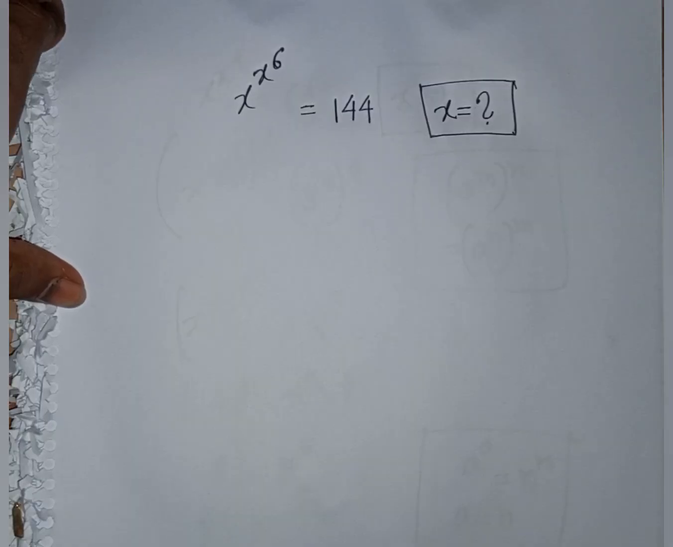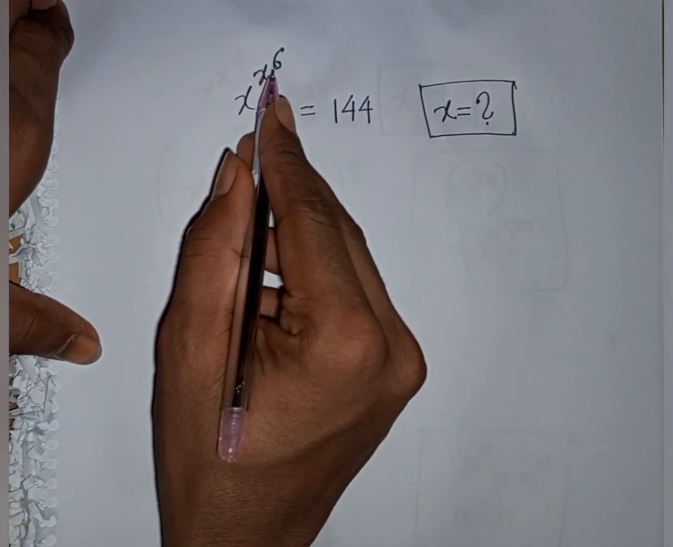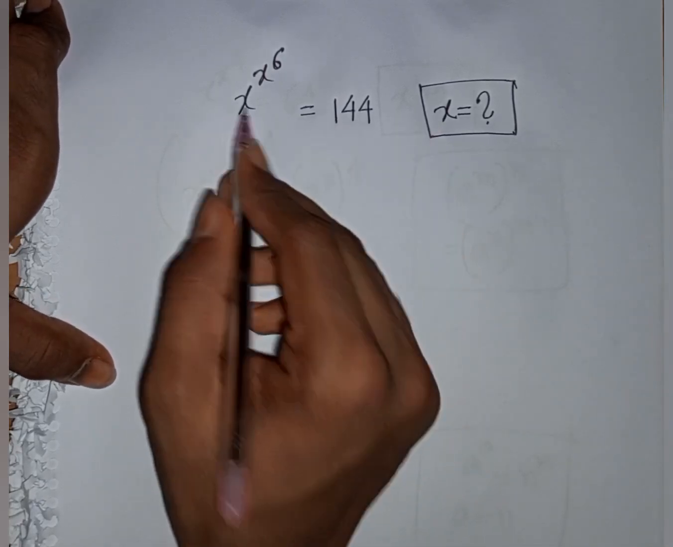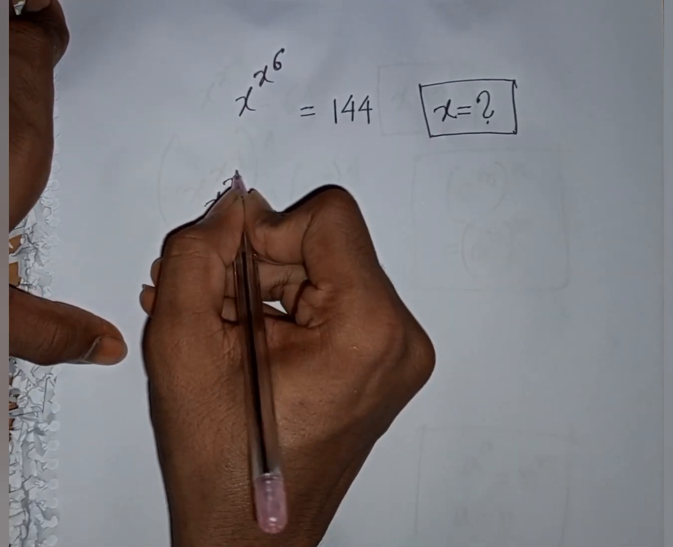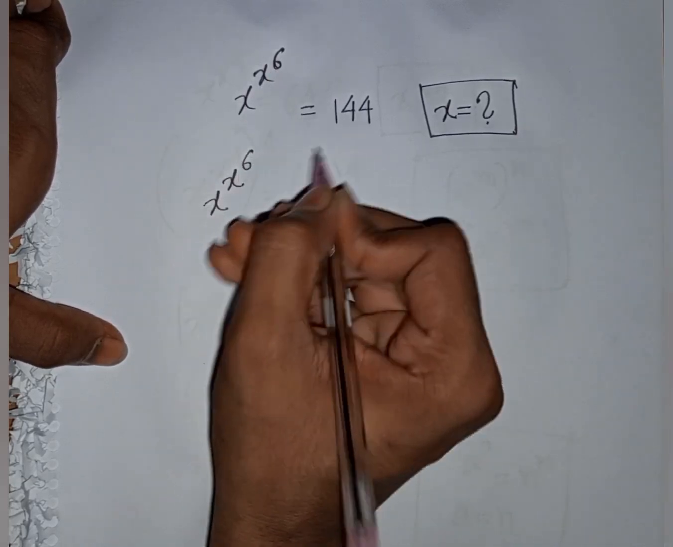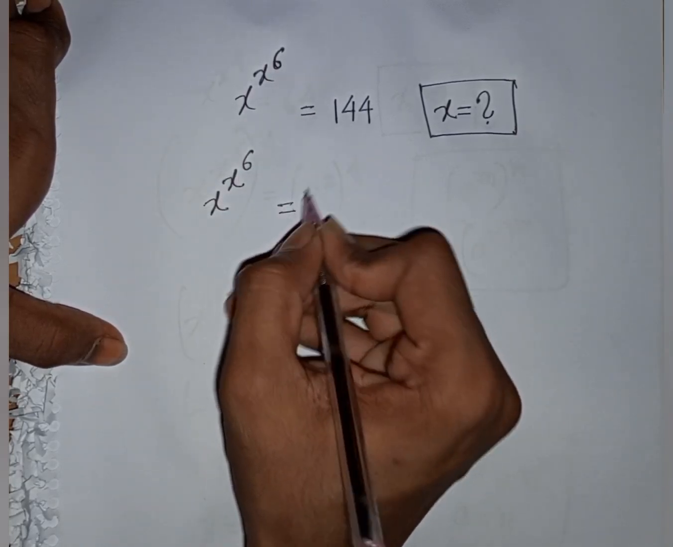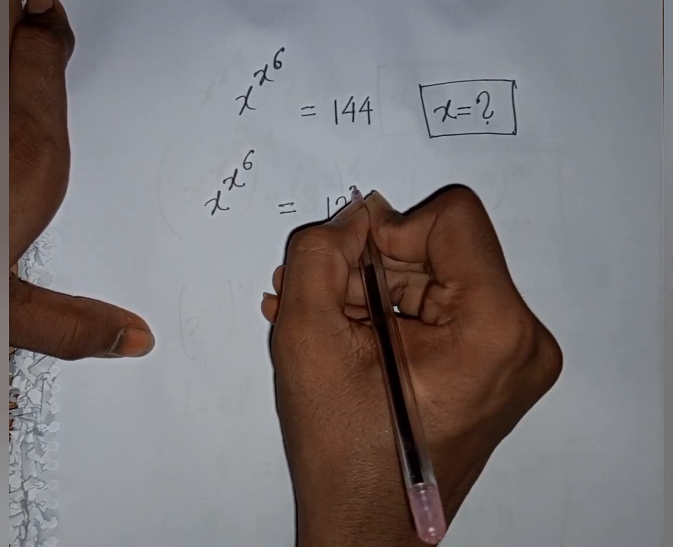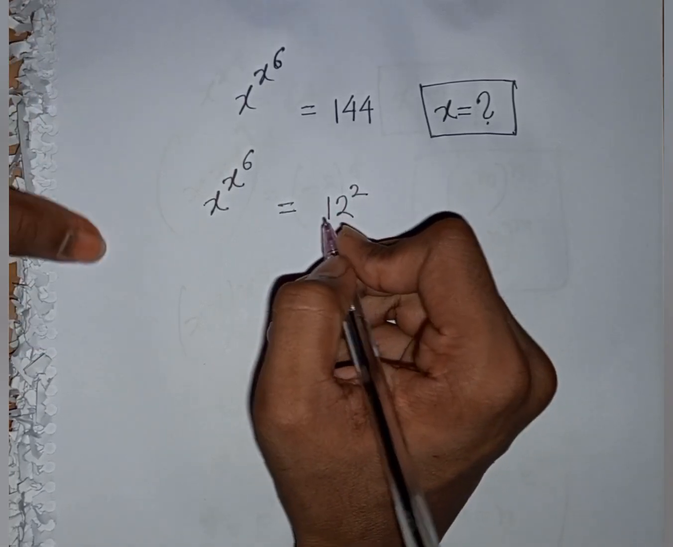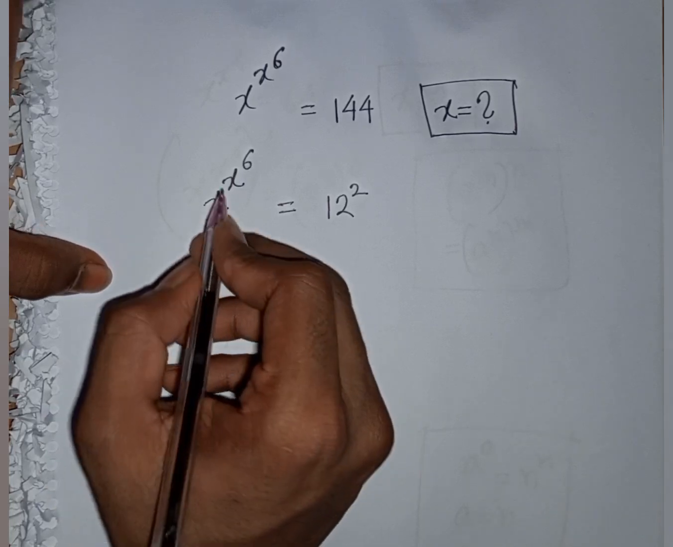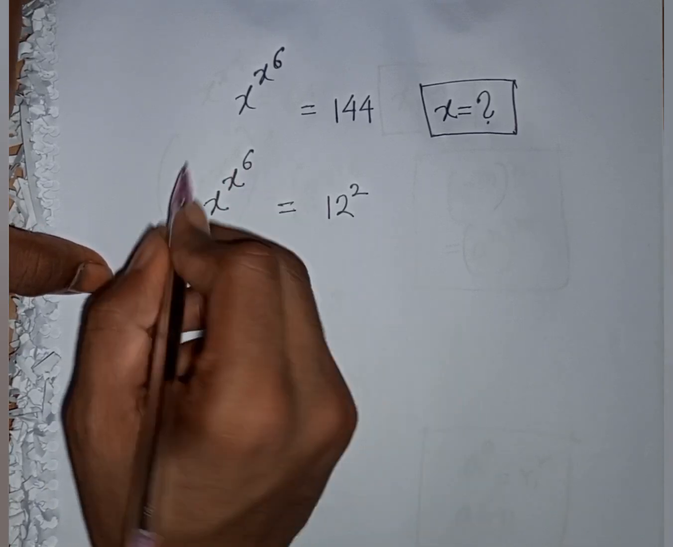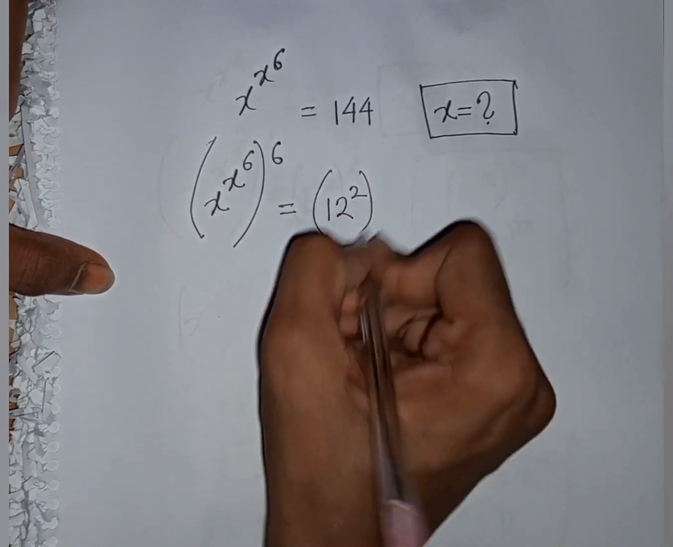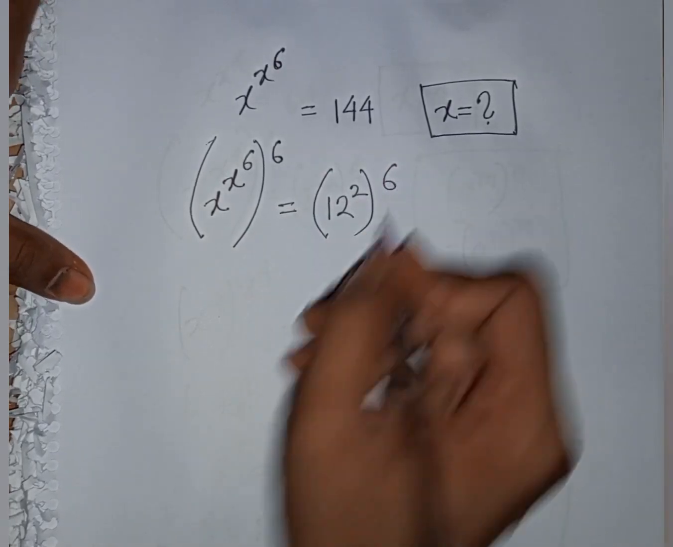How to solve x power 6 is equal to 144. Find the value of x. So we have x power 6 is equal to 144, which can be written as 12 square. Now we raise to the power of 6 on both sides.